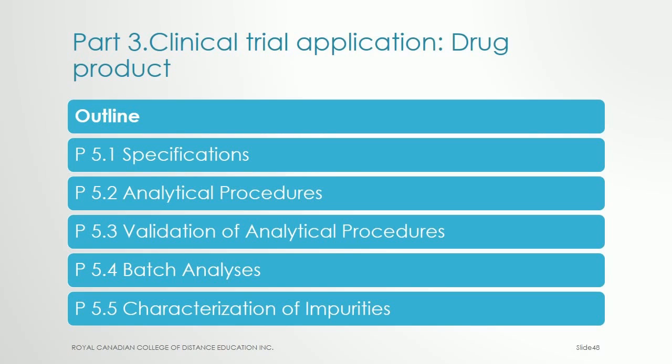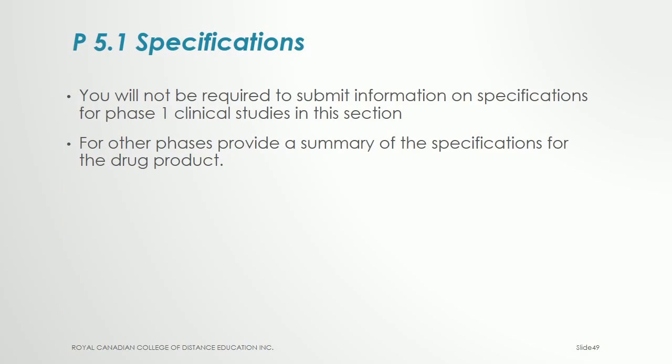Part 3. The following important sections are also required in the CMC sections of the clinical trial application. Specifications. Analytical procedures. Validation of analytical procedures. Batch analyses. Characterization of impurities. You will not be required to submit information on specifications for Phase 1 clinical studies in this section. For other phases, provide a summary of the specifications for the drug product.